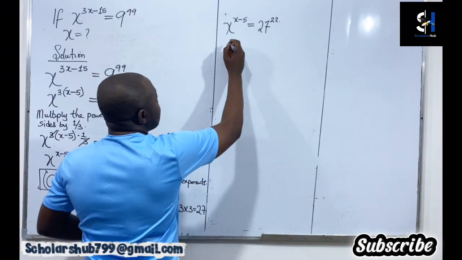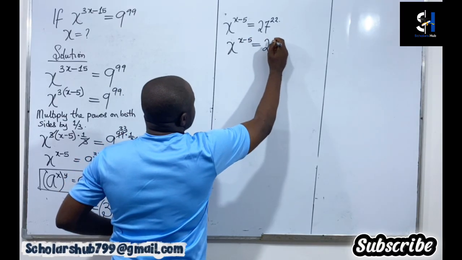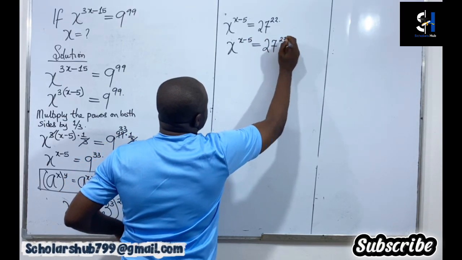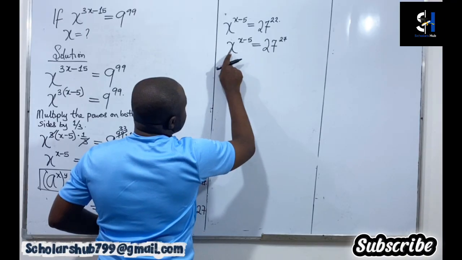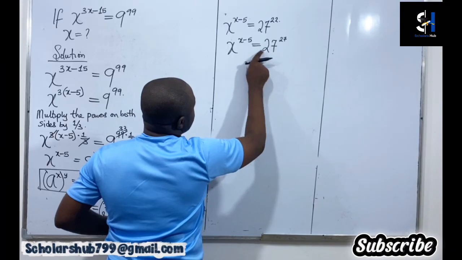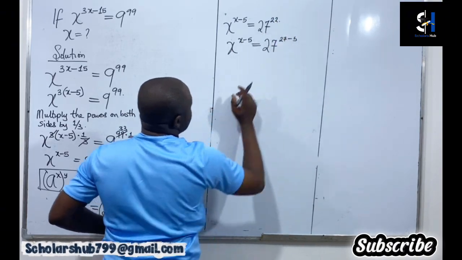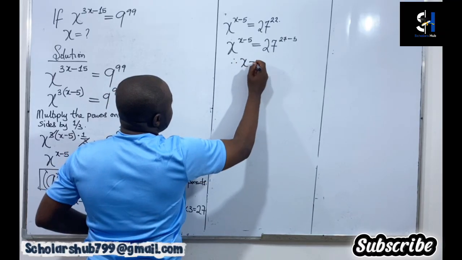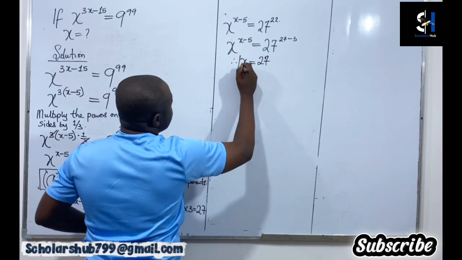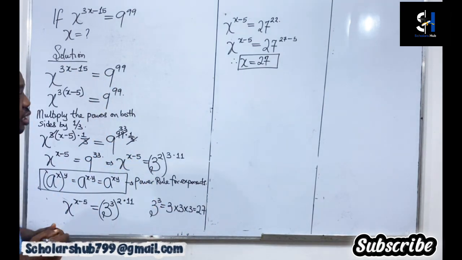So this will be x raised to the power of x minus 5 equals 27 raised to the power of 27. We can see here that the bases are now equal, because if x equals 27, then 27 minus 5 must be 22. Therefore the value of x will be 27. Now let's quickly verify our answer.